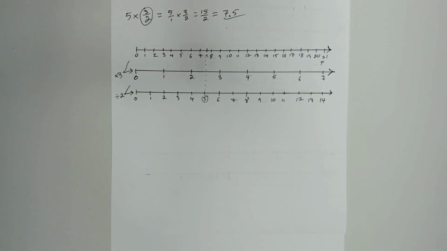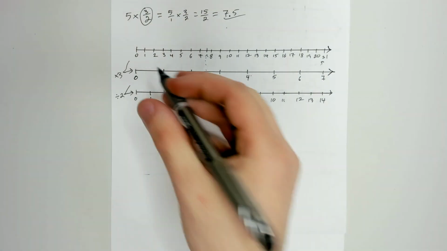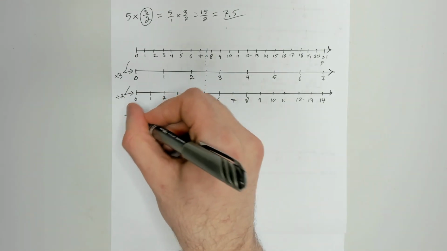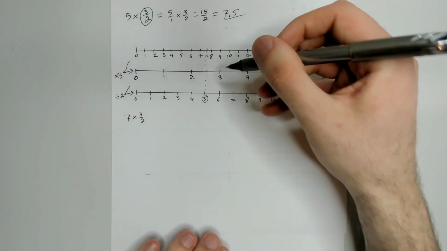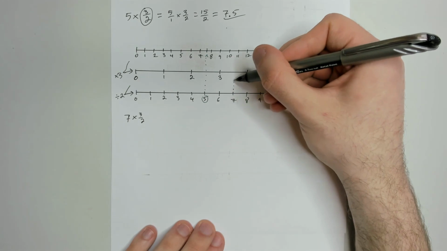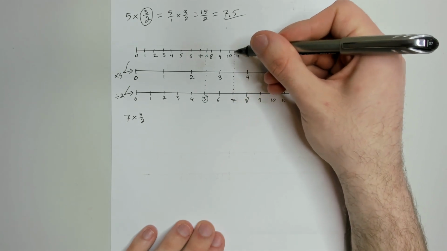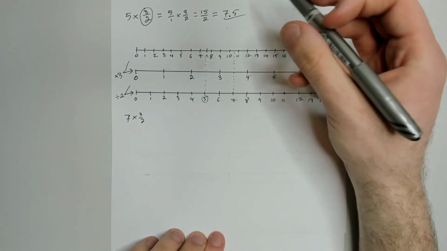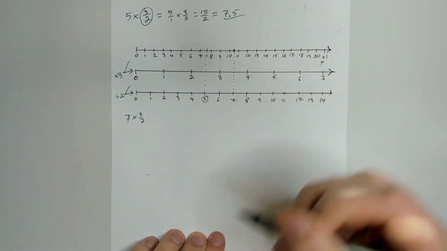So I hope you're starting to see the connection here. We could also do something like, let's try 7 times 3/2, okay? So let's see where 7 is. 7 is right there. So we trace back through the stretching and the compression that we did, and we get between 10 and 11.